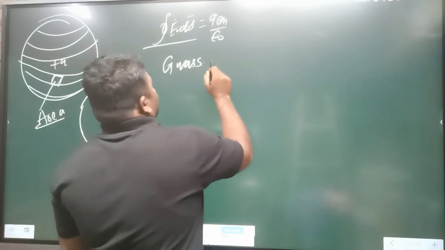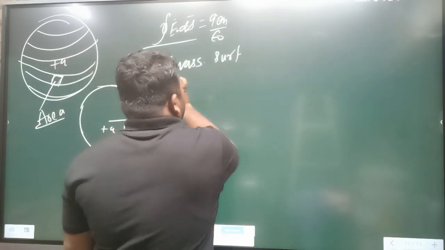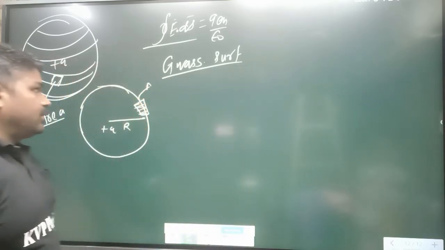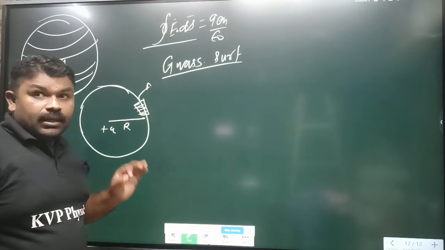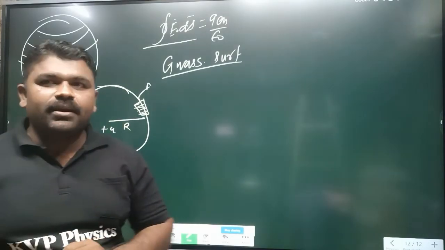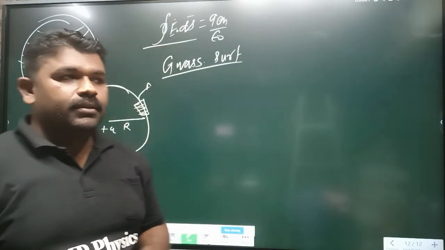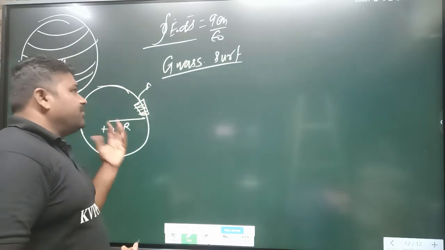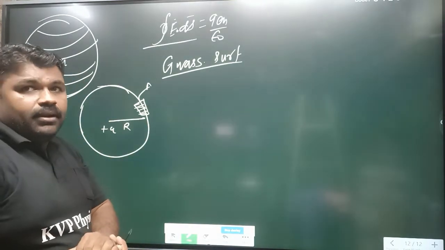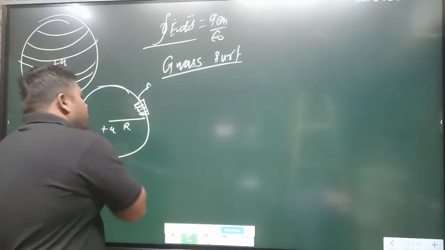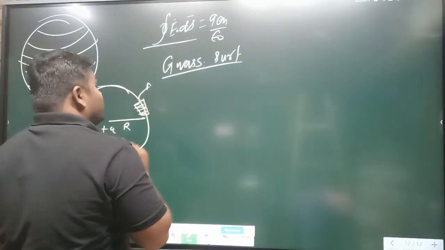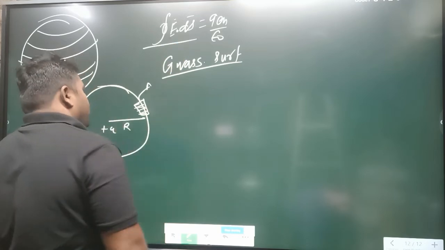Gaussian surface. Each and every point on the Gaussian surface, is the electric field constant or variable? Constant. On the Gaussian surface, the electric field is constant. Each and every point on the Gaussian surface, the electric field is constant. Now, second one.